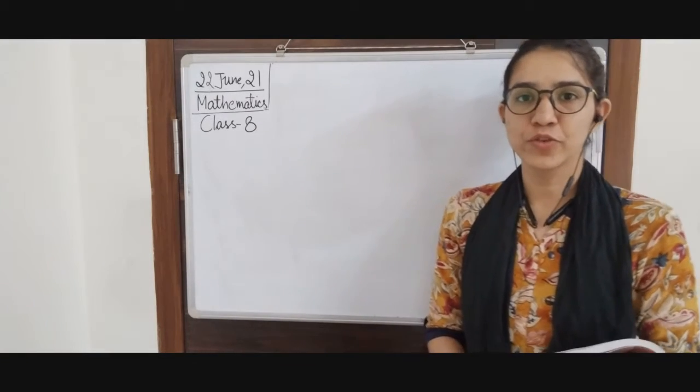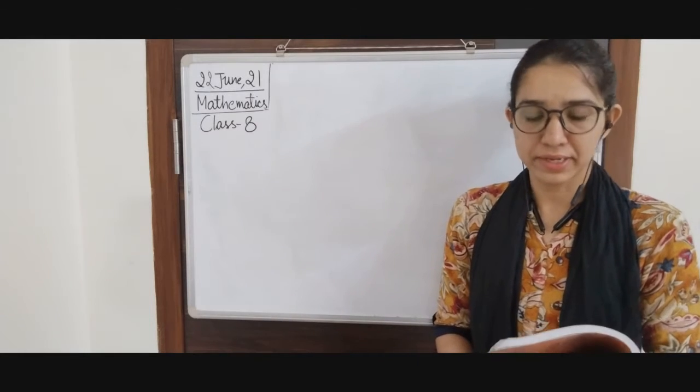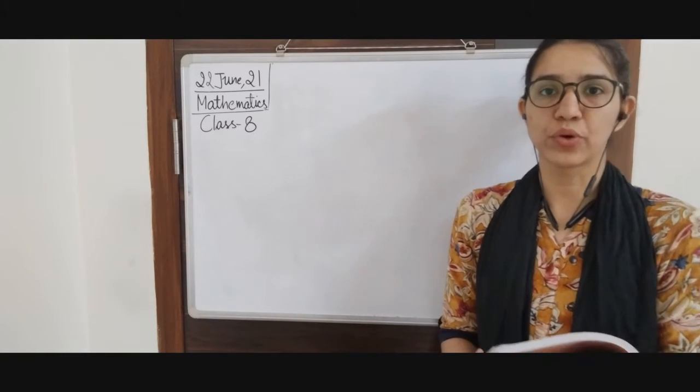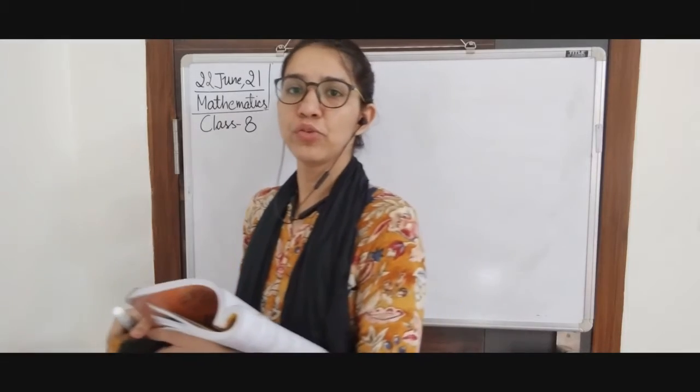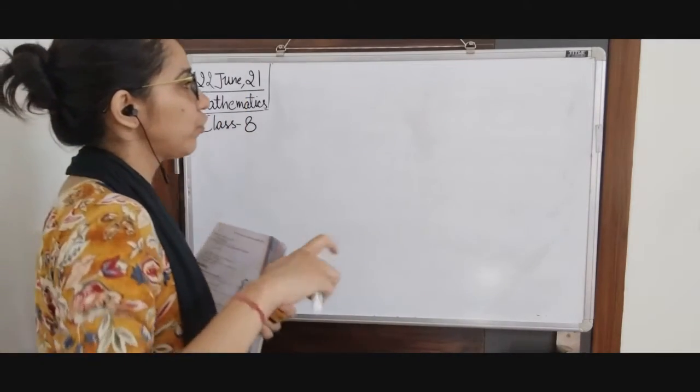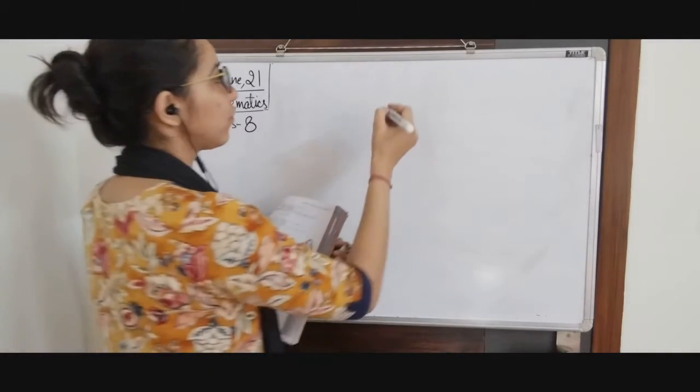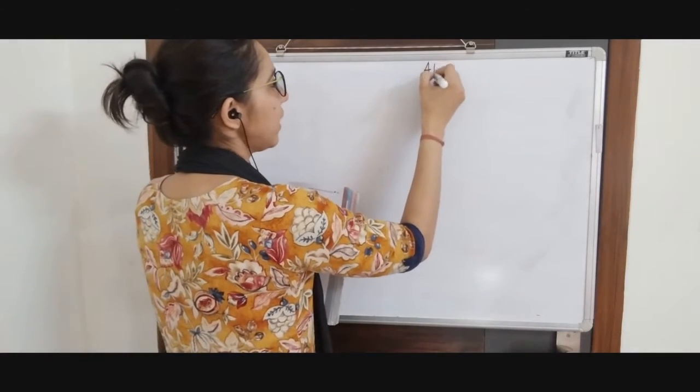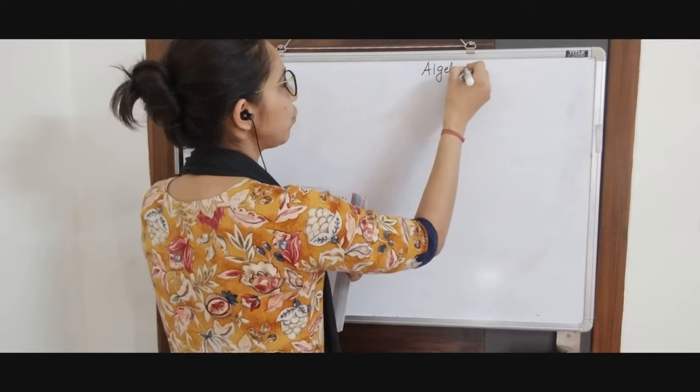In yesterday's class, we were talking about algebraic identities and we did a few questions on that. Today, we are going to move forward with the same concepts and solve a few more questions. First, we are going to write the algebraic identities that we used yesterday.